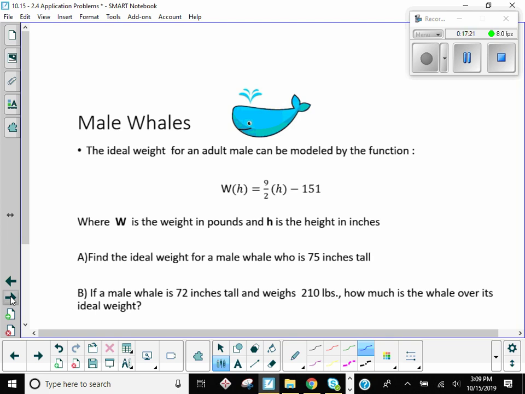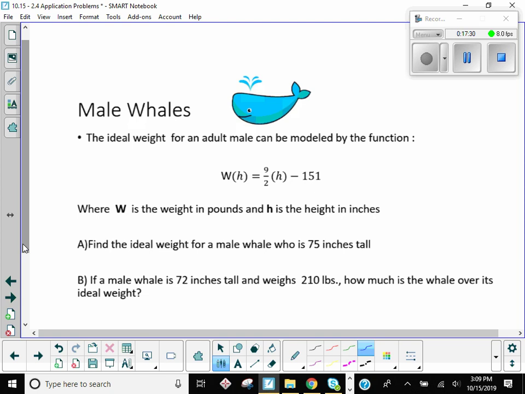The ideal weight for an adult male can be modeled by this function. W of h equals 9/2 h minus 151. I think it's fabulous that we live in a world where someone loved whales so much that they gathered all this data to come up with this mathematical model so they can, I don't know what, optimize their lifespan, so they can be around for their children and not have a heart attack from too much fat.